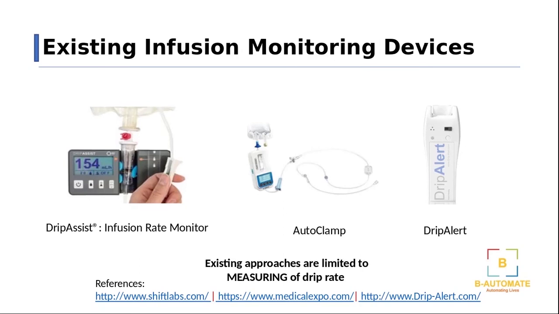Few drip rate monitoring devices already exist, like Drip Assist, AutoClamp, Drip Alert, etc., which are accurate and stable fluid infusion devices. These devices monitor the drip rate and sound alarms to indicate if there is any deviation from the preset value of drip rate. Conclusion can be drawn that out of all the existing products, existing approaches are limited to measuring of drip rate.